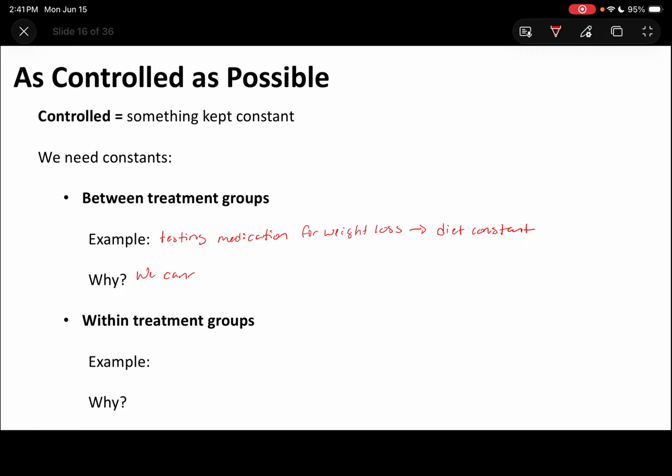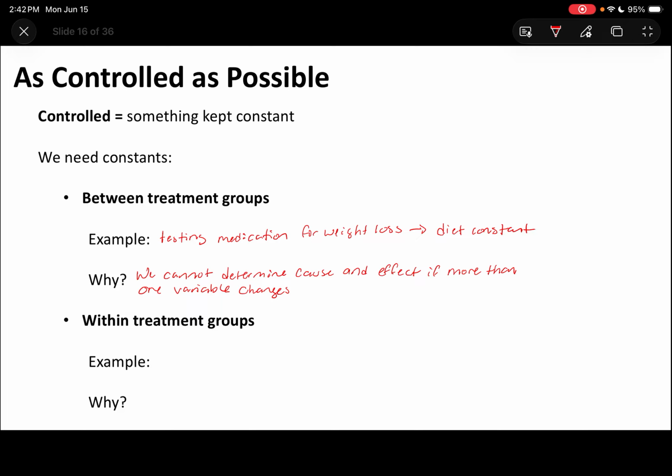We cannot determine cause and effect if more than one variable changes. So we need to keep those other variables constant in order to make the cause and effect conclusion at the end of a controlled experiment.